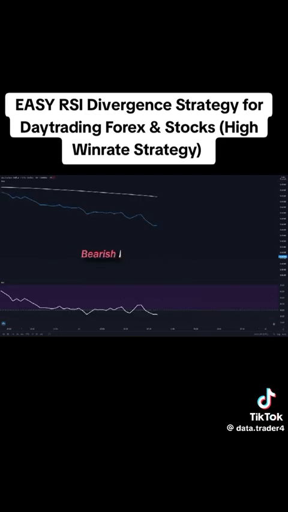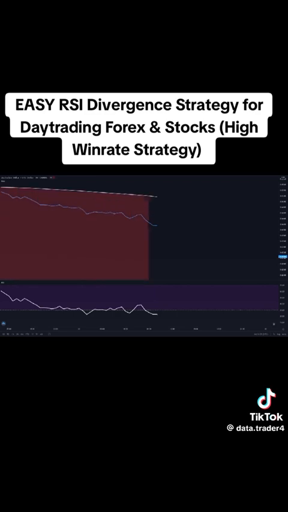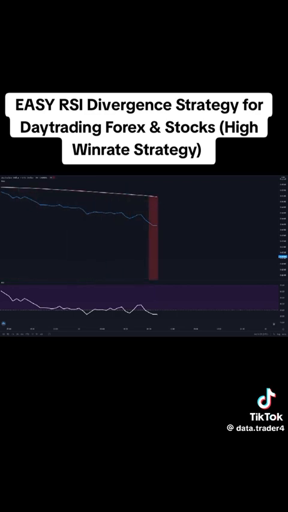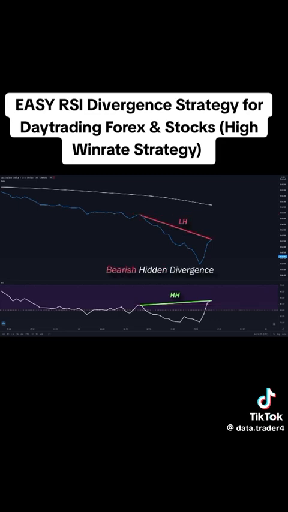Now, let's try to find bearish hidden divergences. First, you want to make sure that the price is below the 200 EMA. Next, you want to look at the RSI and identify the latest swing high. Then, you place a horizontal line at the swing high of the RSI and the same swing high of the price. Next, you wait for a setup where the RSI crosses above the line, but the price hasn't. This shows us that the RSI made a higher high and the price made a lower high. And so this will be our bearish hidden divergence.